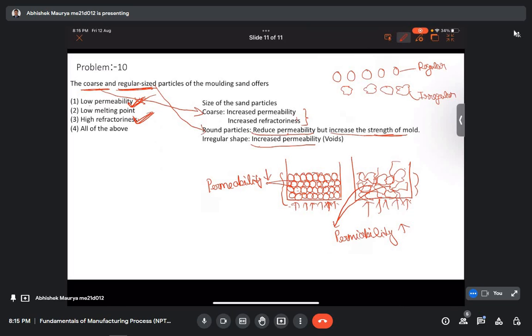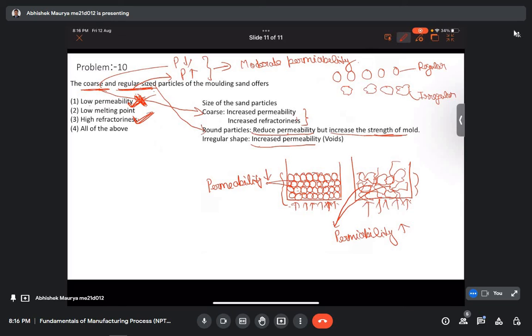But if we see the effect of coarse as well as the regular size, in coarse, since the particle is coarse, because of coarseness permeability goes up, and because of regular size permeability will go down. So overall, the permeability will not be low, it will not be high, it will be moderate. So keeping the question in mind, the first option will not be correct, it should be somewhere moderate permeability.